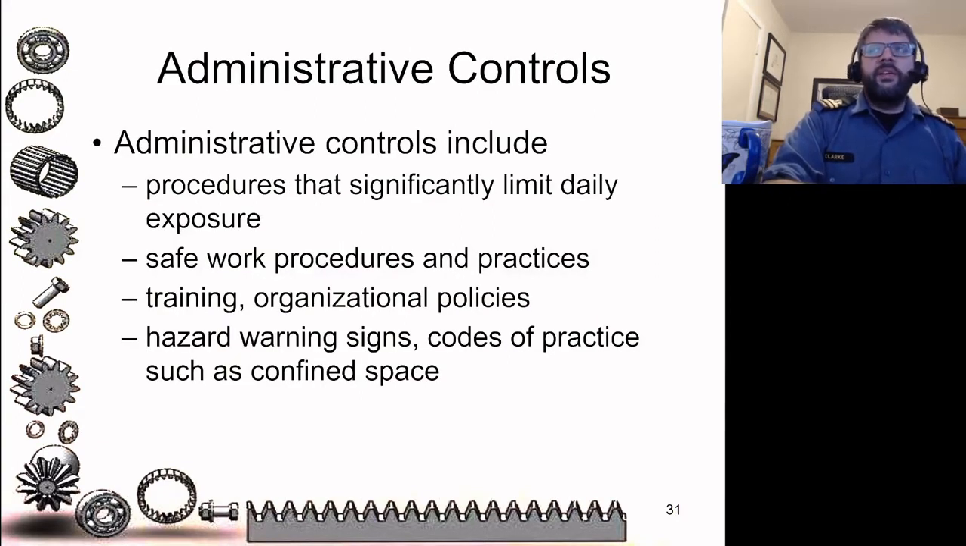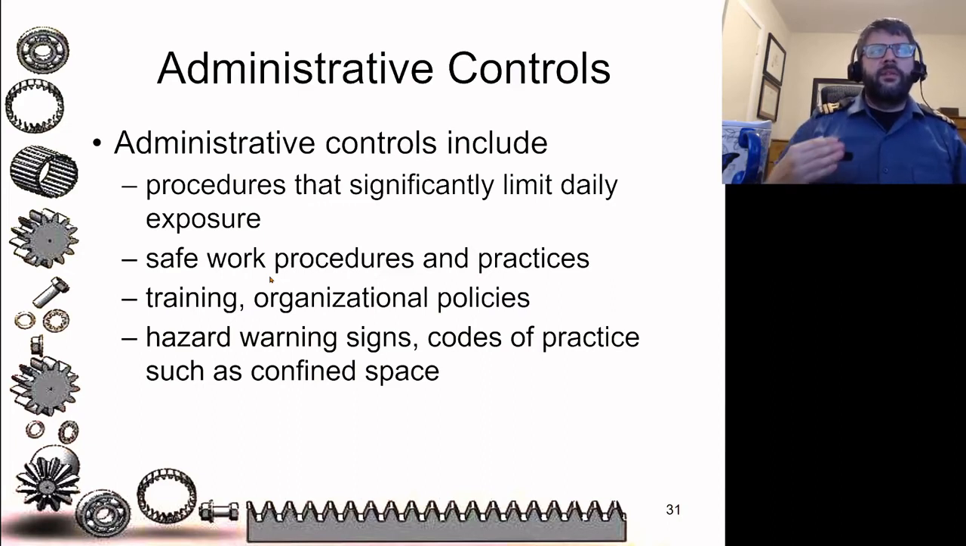So next up, we've got administrative controls. These are used to augment your engineering controls. Basically, procedures and policies that are put into place that, when followed, will allow your workers to do the job safely. So again, obviously, you need to establish your procedures, train people on them, put up warning signs, and establish codes of practice to follow. And then, if followed, things should be safer.